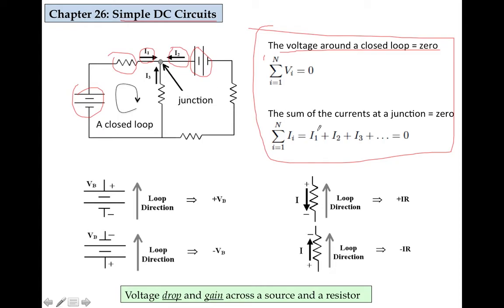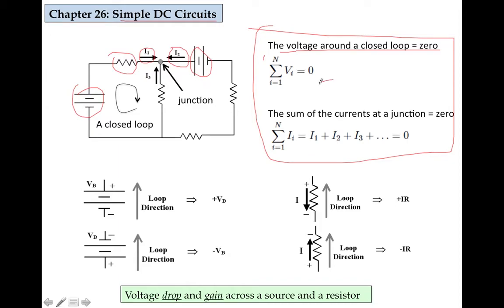And the junction rule says that the sum of the currents in any junction point where two or more currents meet, so I have 1, 2, 3, more than two currents meet, is equal to 0. For example, here I1 plus I2 plus I3 is equal to 0. If one of them is going out, that will be negative.